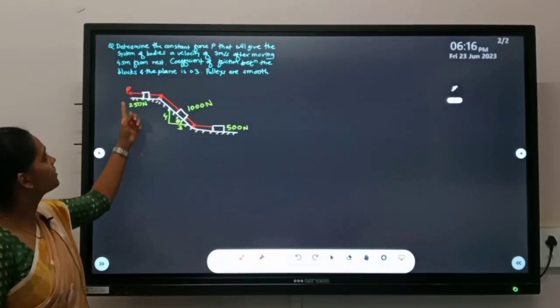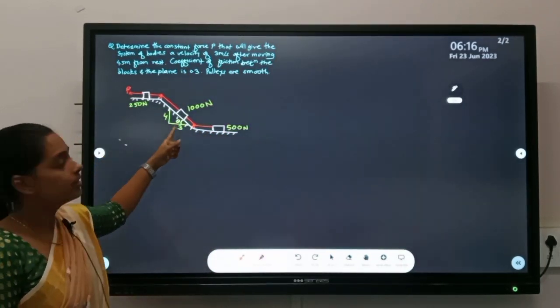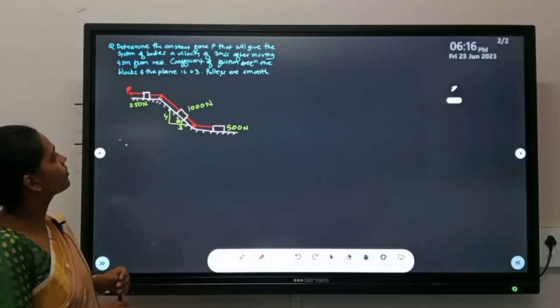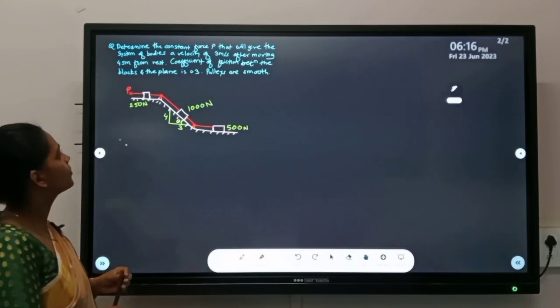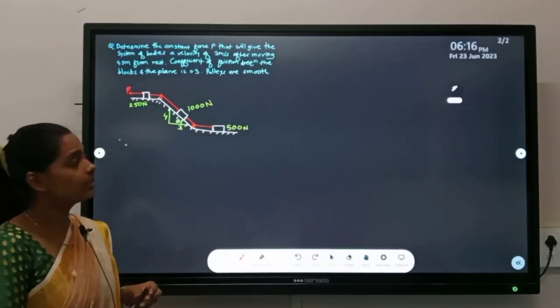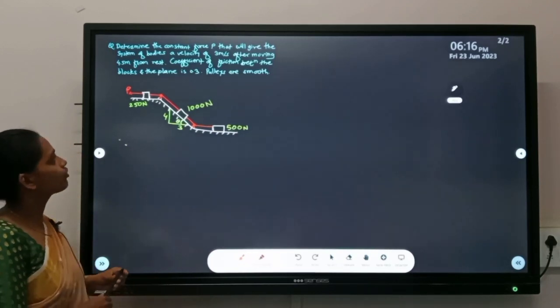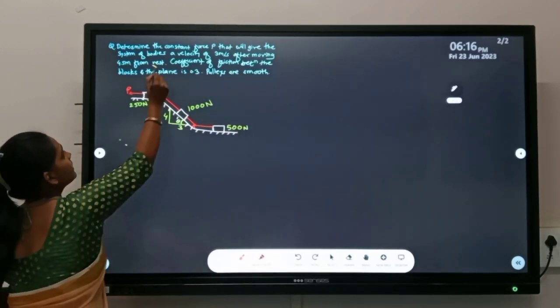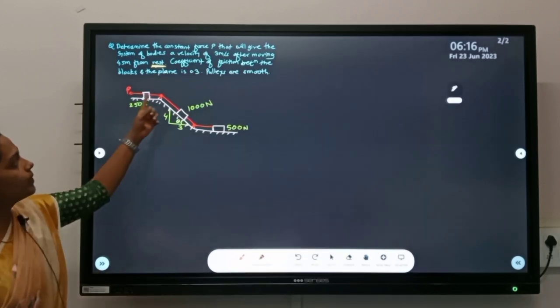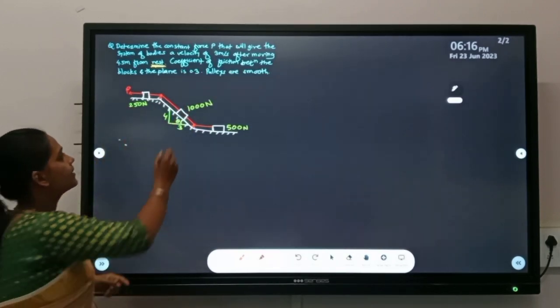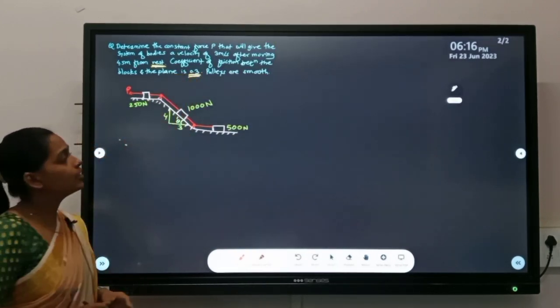Okay, so this is the given diagram. Determine the constant force P that will give the system of bodies a velocity of 3 meter per second after moving 4.5 meter from rest. Coefficient of friction between the blocks and the plane is 0.3 and pulleys are smooth.